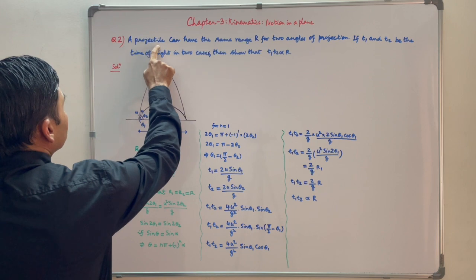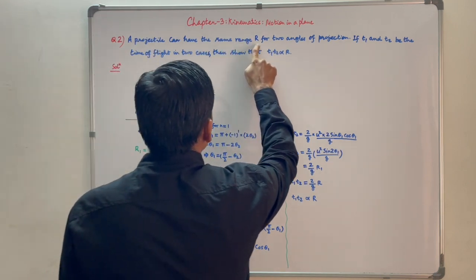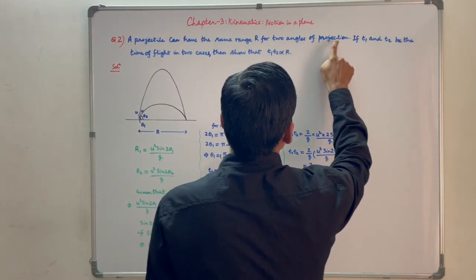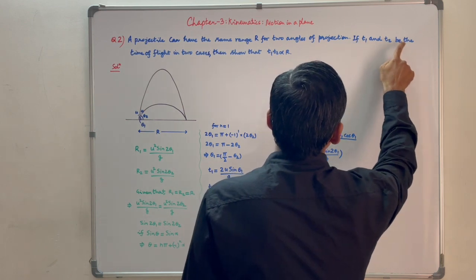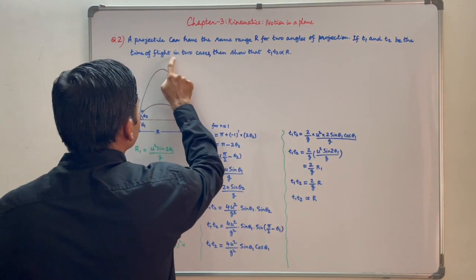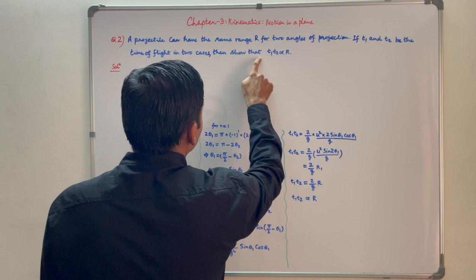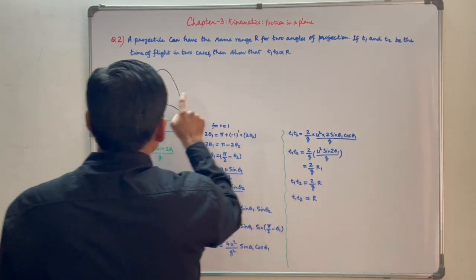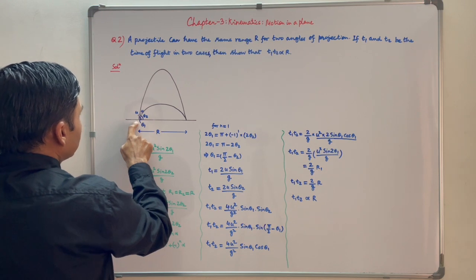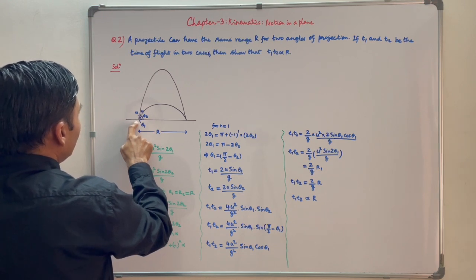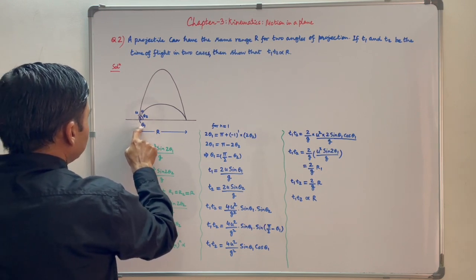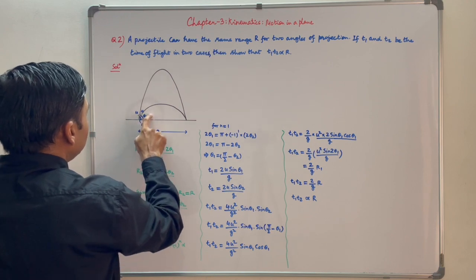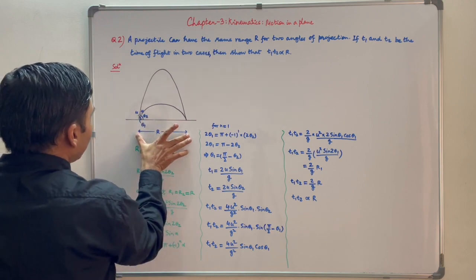Second question: a projectile can have the same range r for two angles of projection. If t1 and t2 be the time of flight in two cases, then show that t1 t2 is proportional to r. Suppose a particle is projected with initial velocity u, first at an angle theta 1, then at an angle theta 2 to get the same range r.